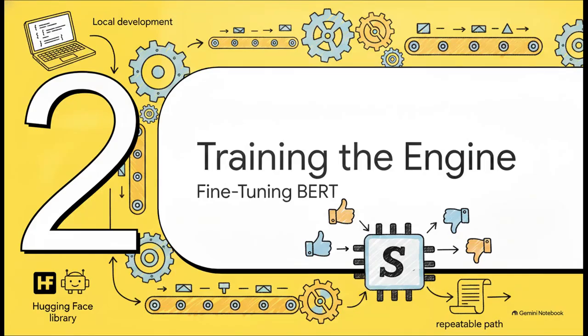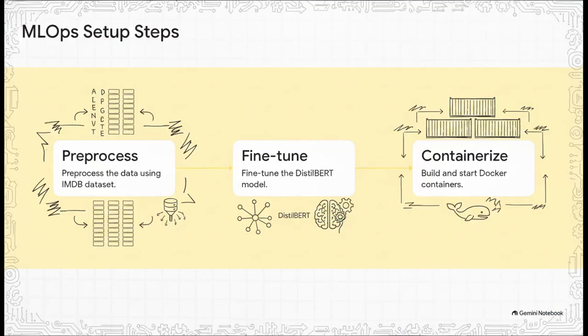Section 2. Training the sentiment engine. All right, now we move into the actual manufacturing process, teaching our model to understand sentiment. The MLOps progression that the repository outlines runs locally using Hugging Face, and it goes exactly like this. Step 1, pre-process the data. You can't just throw raw text at a model, it needs to be formatted. Step 2, fine-tune the model on that prepared data. And step 3, once the model is trained up, you containerize the whole result with Docker.